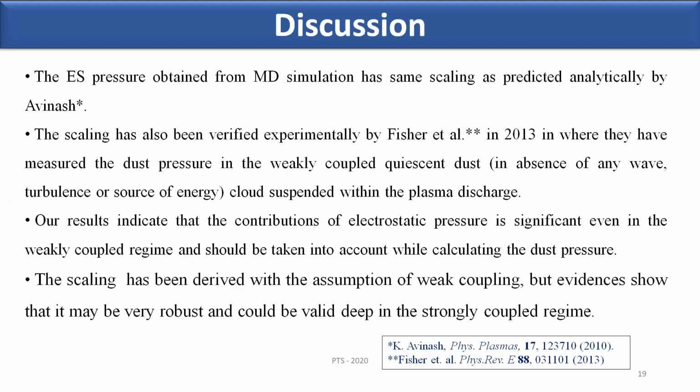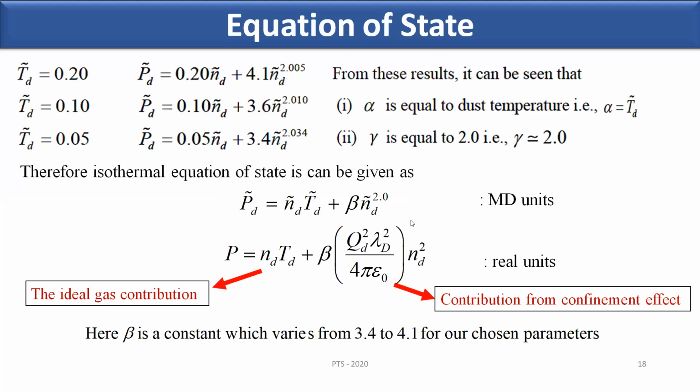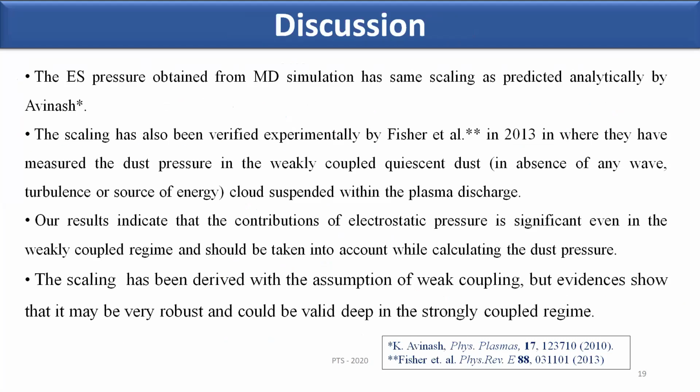So I can make a statement that in the Yukawa gas, like in an ideal gas, the pressure goes as 1 over V, but in the Yukawa gas, in spite of having one term going as 1 over V, we have another term which goes as 1 over V square. And this second term, which comes from the confinement effect, is many times termed electrostatic pressure because it comes from the electrostatic fields' contribution.